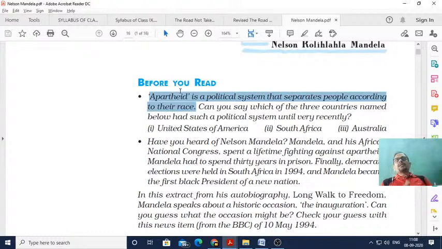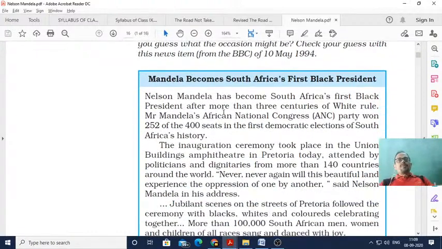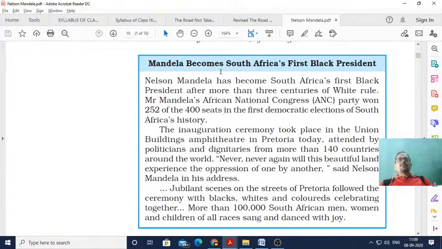What did Nelson Mandela do? What was his contribution to his countrymen in order to put an end to this discriminatory form of government, that is apartheid? So let's find out from this lesson. Before that, I would like to give you some background information about Nelson Mandela.